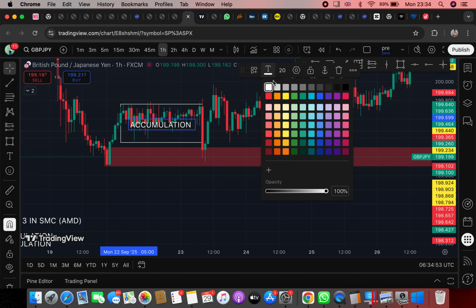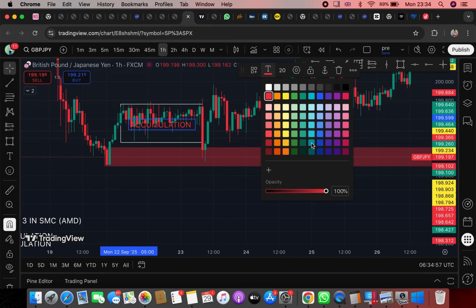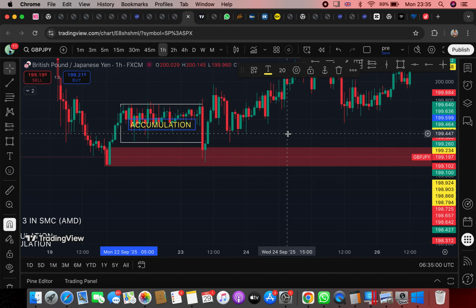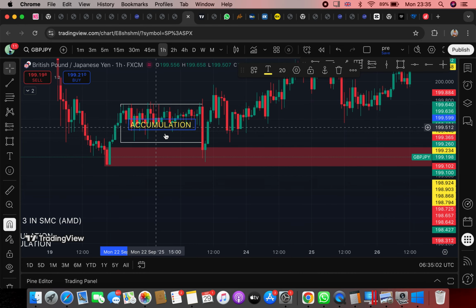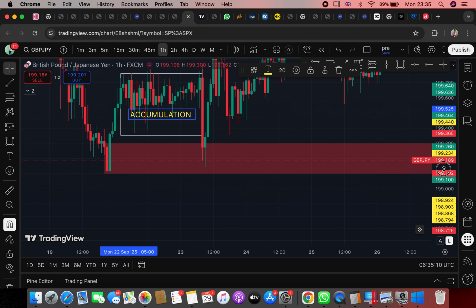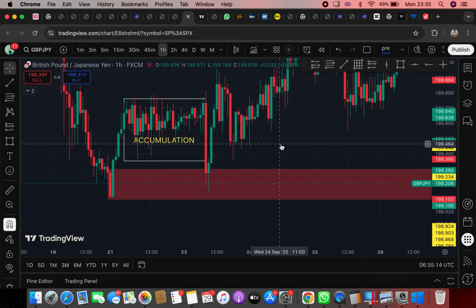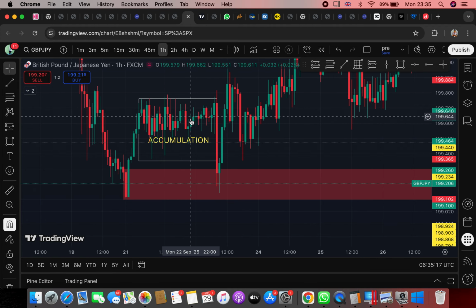Let me make it yellow for it to be visible. Yeah, yellow. You can see the market was accumulating in this area. Now, like I said, for it to favor you, you must trade in accordance to the trend. If you notice, when the market was accumulating, it gave a series of accumulation for a very, very long period of time.